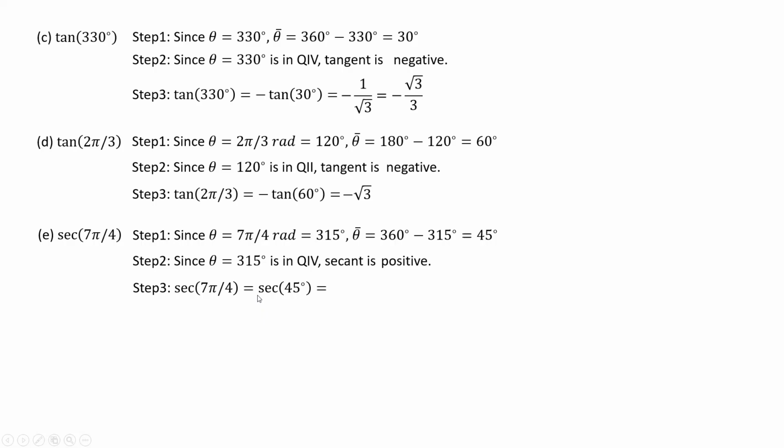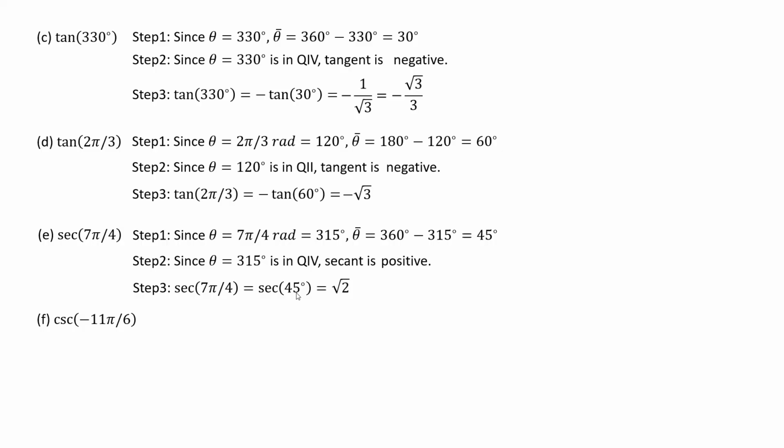Cool. Secant of 45 degrees. Secant of 45 degrees? I don't know. But I know cosine of 45 is square root of 2 over 2, or 1 over square root of 2. So the reciprocal is square root of 2, and positive square root of 2. Cool. That's the idea.